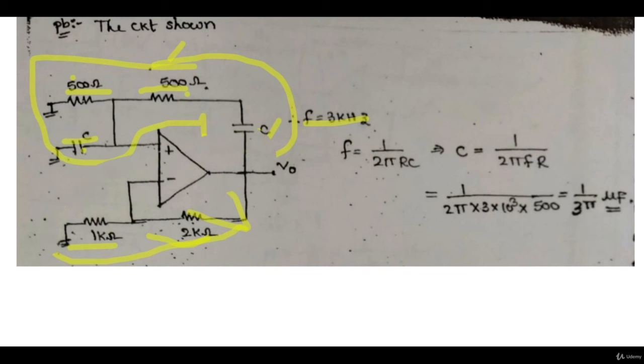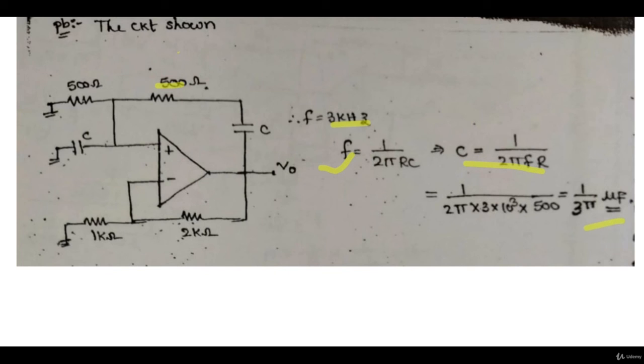Just by applying the frequency of oscillation formula we saw in the last slide, you get f is equal to 1 by 2 pi RC. R is 500 ohm, f is 3 kilohertz. So you plug in the values, calculate C, and you will get 1 by 3 pi microfarad. Okay, so this is just a small example to give you a feel. Now we will go to the LC oscillators.